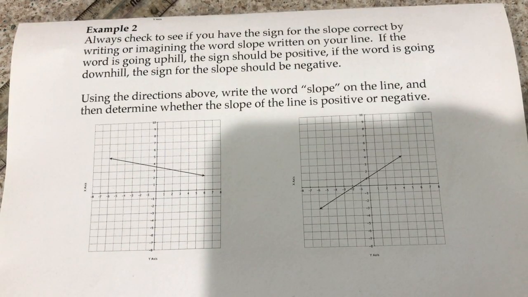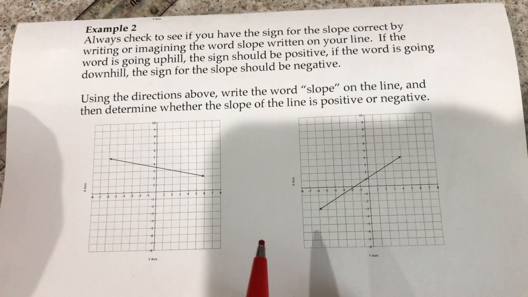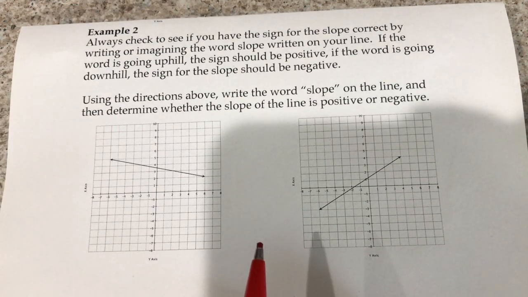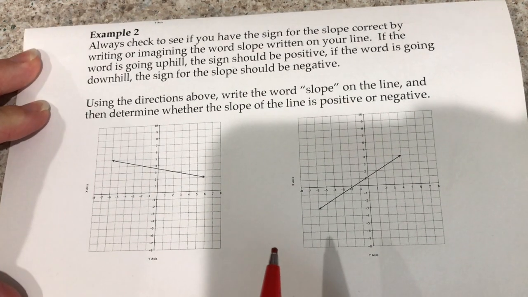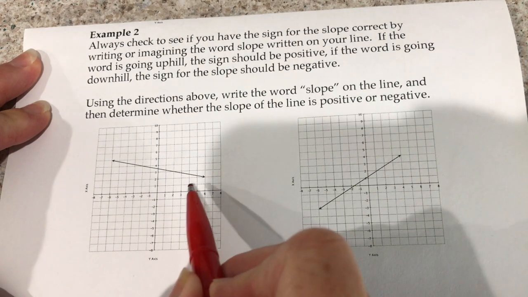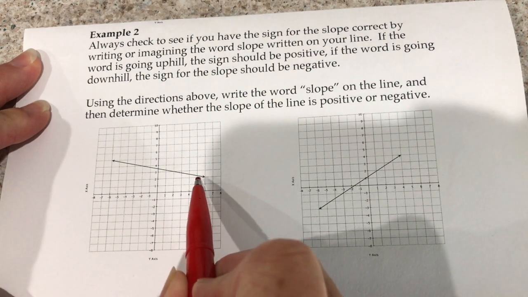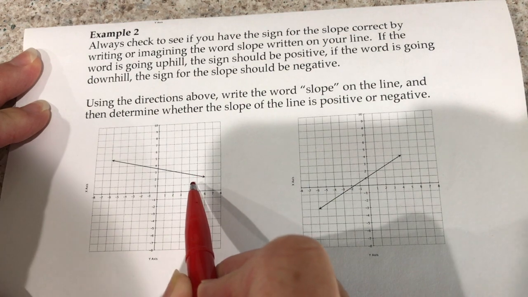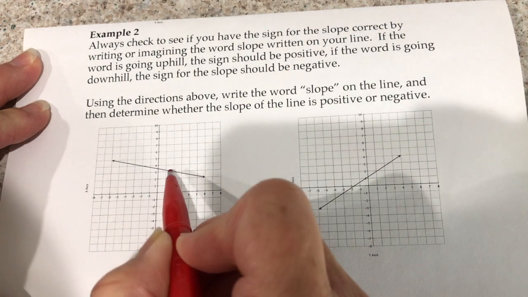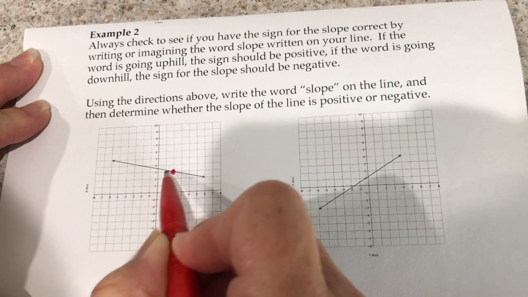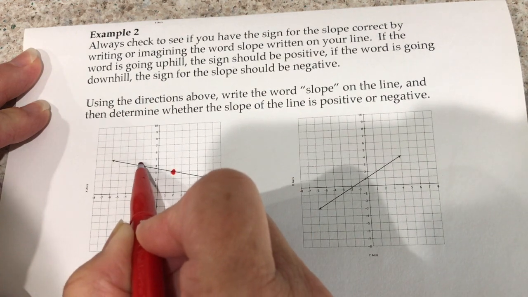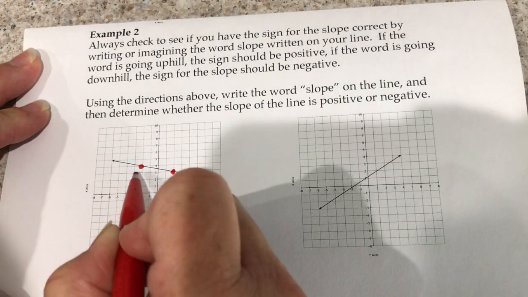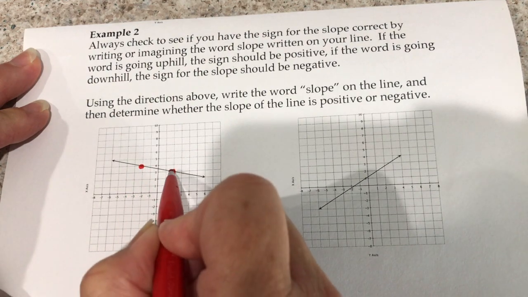When you're choosing points to form your slope triangle, find 2 points that fall where 2 grid lines intersect. So for example, I would not want to use this point over here because it's not perfectly at the intersection of 2 grid lines. Instead, I'm going to use this point up here and this point over here. And now I'm going to form my slope triangle.